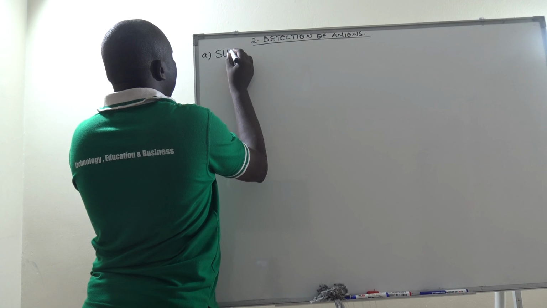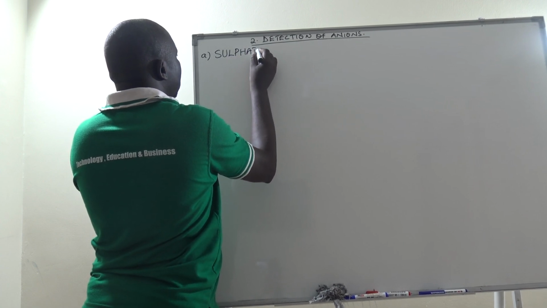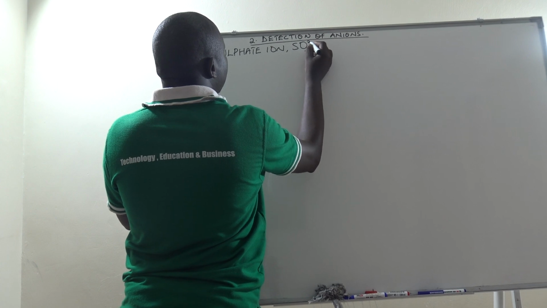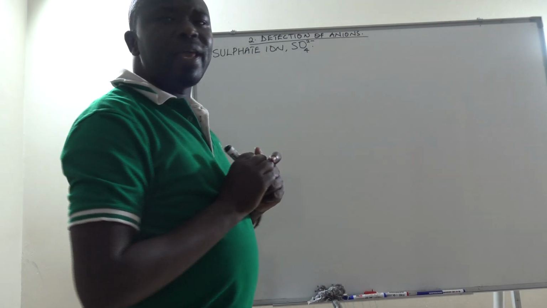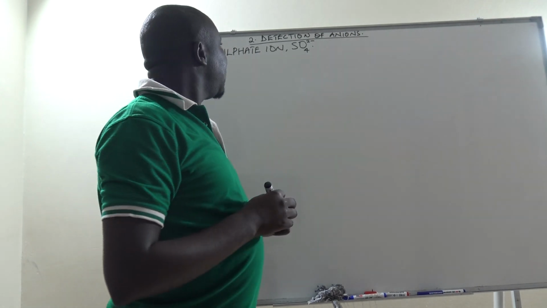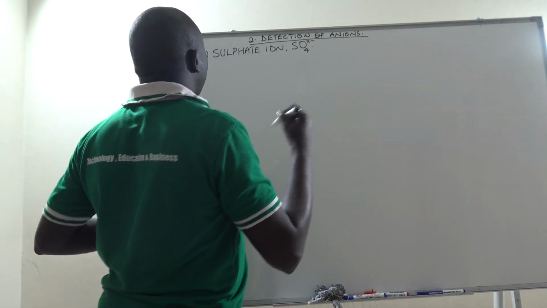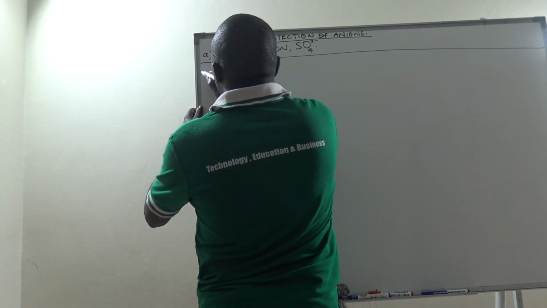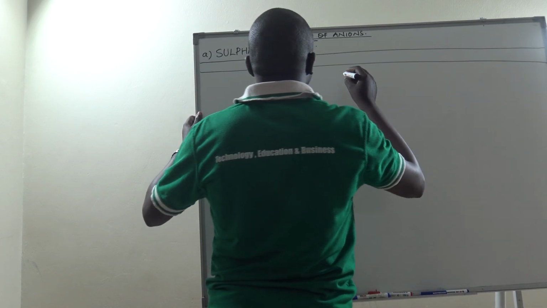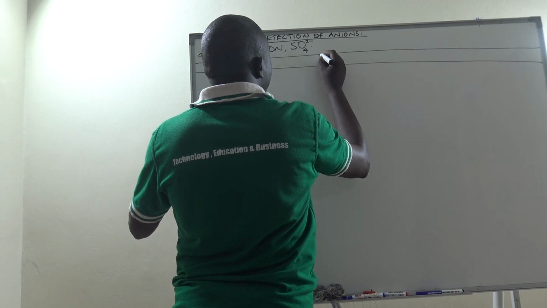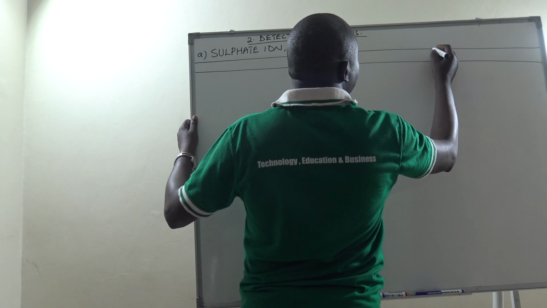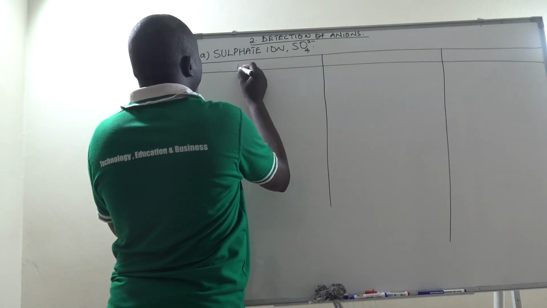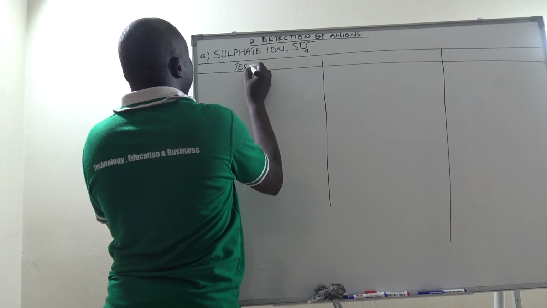Detection of sulfate ion, which is SO4 2 minus. We have some reagents that we use for detecting the sulfate ion. Let me draw a table here. We first look at the examination format, how they bring it in exams. So we shall look at the tests and then the observations as well as the deductions. Let us start with the tests.